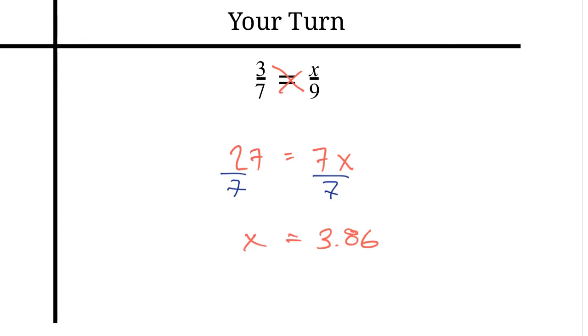There you go. The answer should be 3.86. That's rounded to 2 decimal places correctly. So remember what I did? Cross multiply, 3 times 9 is 27, 7 times x is 7x, and then when I divided by 7, these 7s canceled out. So I was left with 3.86 when I did 27 divided by 7.